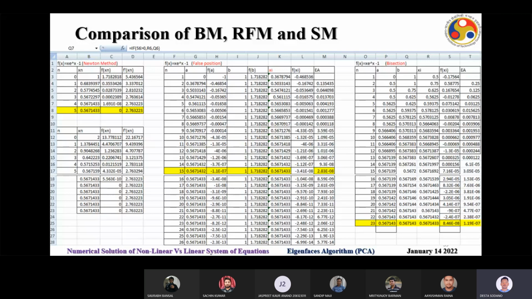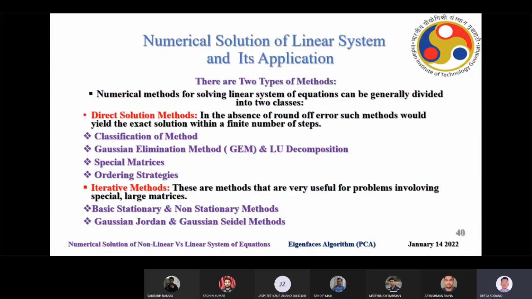The other one is numerical solution of linear equations and its application. As already discussed in the preliminary part, here is also a numerical method for solving systems of linear equations. We divide them into direct methods and iterative or indirect methods. For the direct methods, for the sake of time, I am solving only Gaussian elimination and LU decomposition. Some special matrix and ordering structures are available here. Iterative methods include basic stationary and non-stationary methods, Gauss-Jordan, and Gauss-Seidel methods.